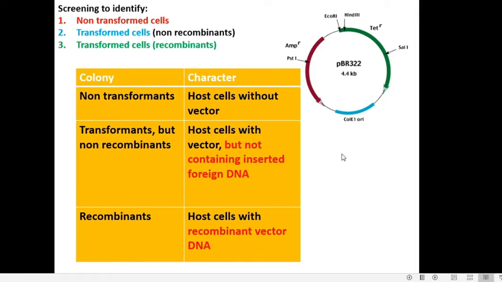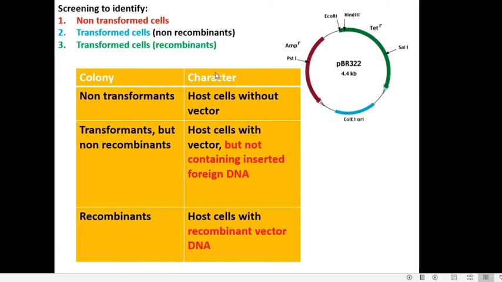So, this is our experiment in which we expect the vector and the foreign DNA to join to form the recombinant DNA. But even though we add the enzyme alkaline phosphatase, there will be some vectors which will undergo recircularization, because the alkaline phosphatase cannot be considered as a 100% efficient enzyme. Before it can act, there will be many vectors which have undergone recircularization. So, that is one problem with this technique.